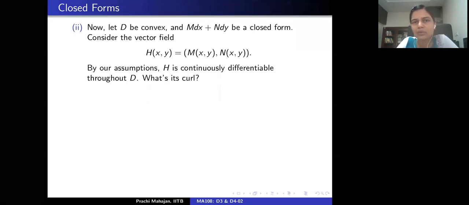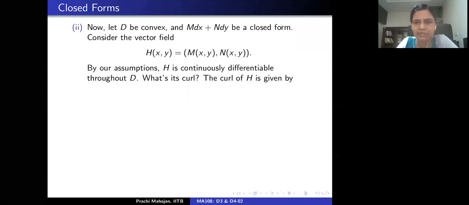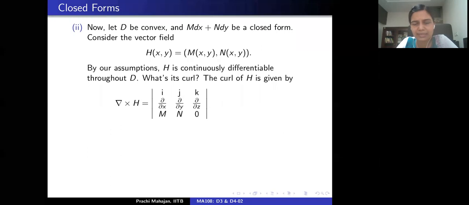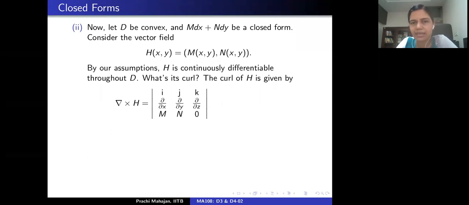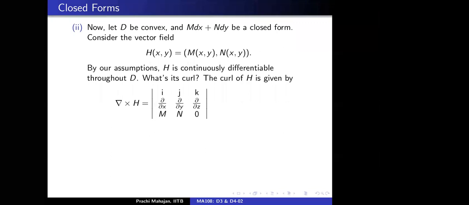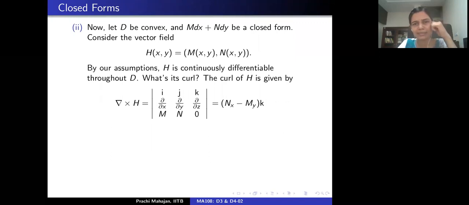So I'm going to calculate the curl of this vector field. Remember what the curl of this vector field is? So here it is, the curl of this vector field H. You look at this, correct? Is that okay? So what is this? The output is N_x minus M_y, along the k direction. Does everybody agree with me?